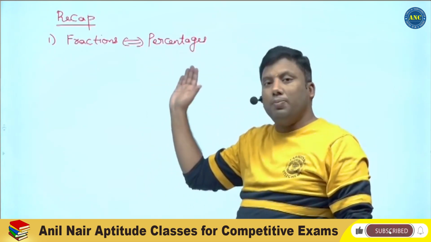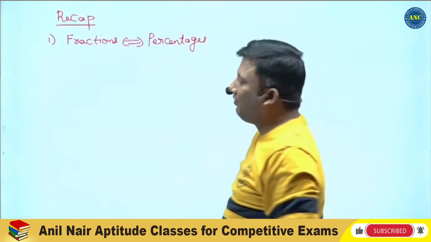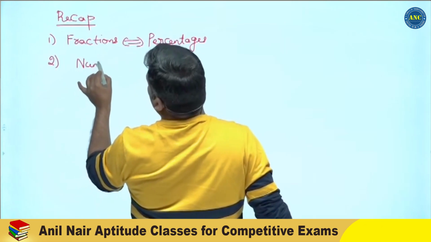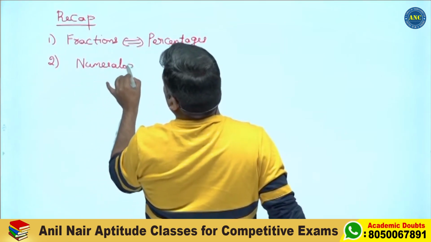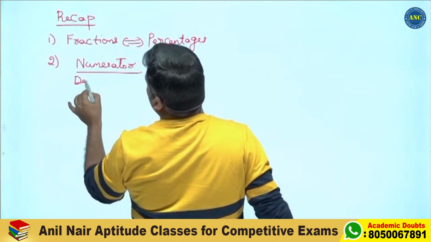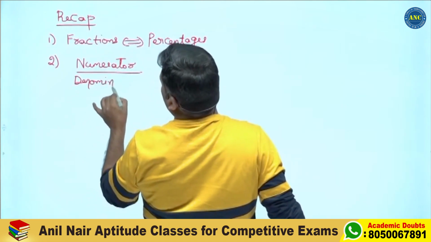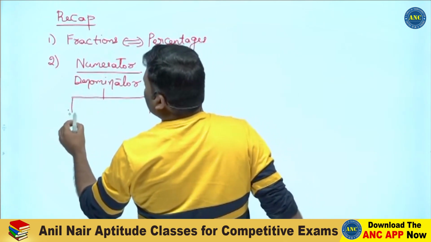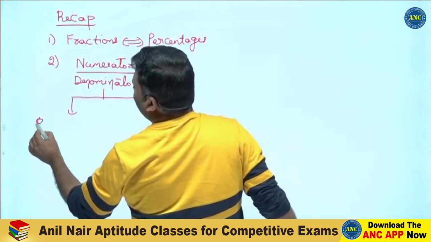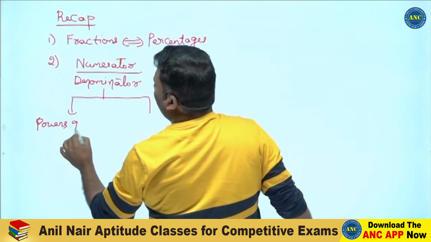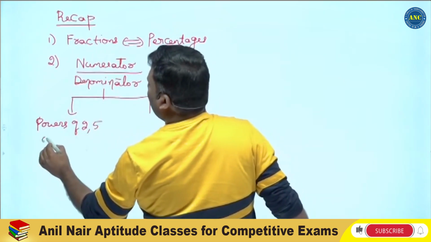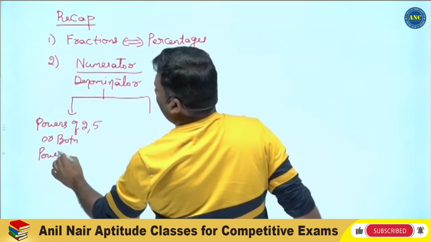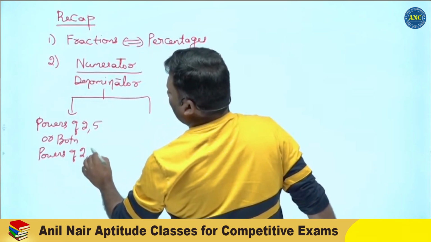We did fraction to percentage and percentage to fraction. And then we discussed any fraction will be of the form numerator by denominator. If the denominator is a value which can be derived from powers of 2 or powers of 5 or both powers of 2 and 5, I will get the exact answer.